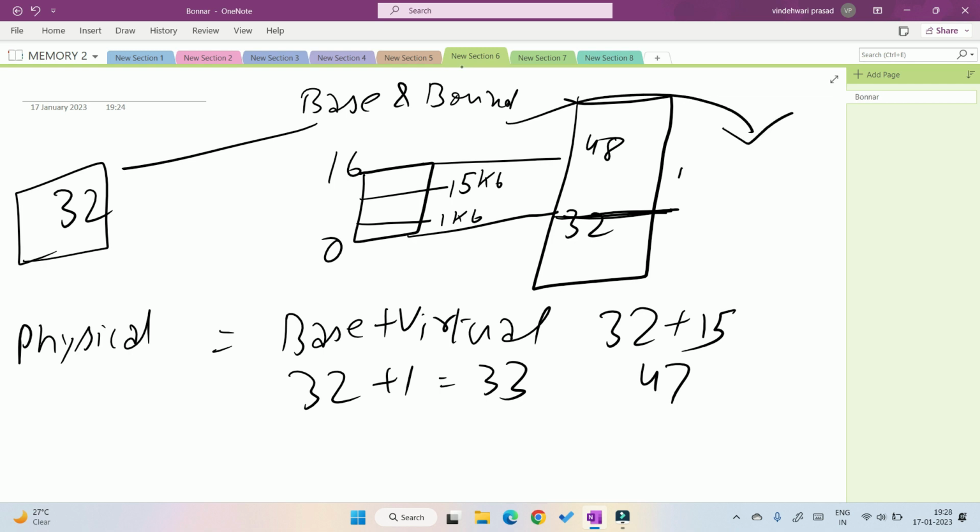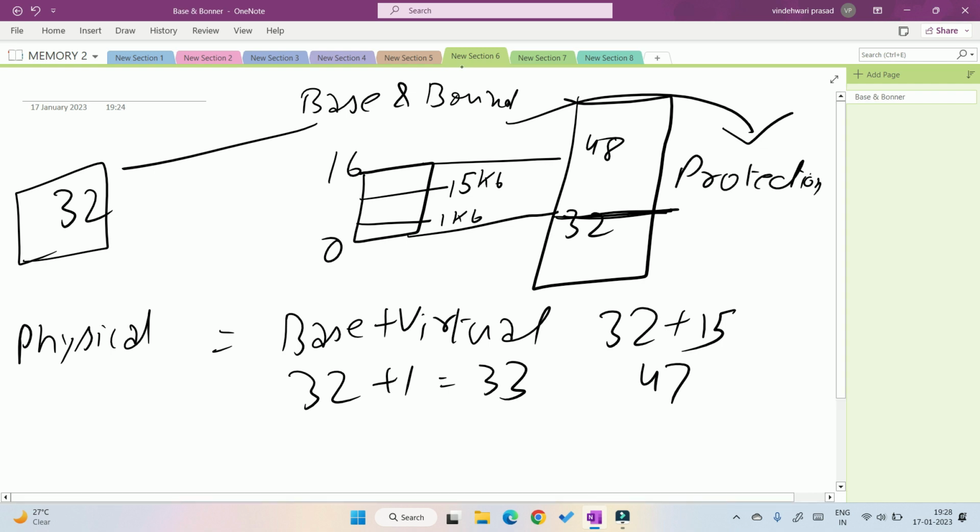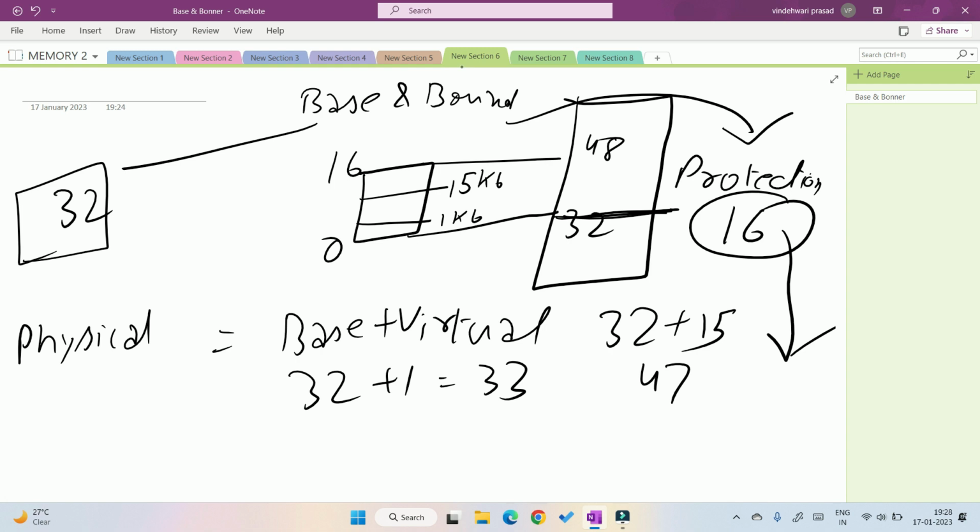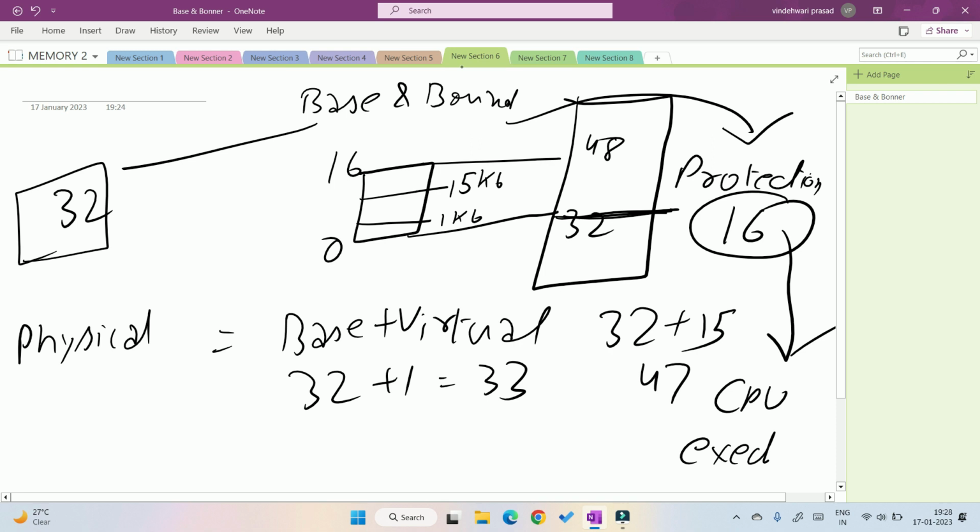Then what is the use of bound? Bound is basically used for protection. Bound tells you the maximum size of virtual memory. Here it is 16. So if any process wants physical memory beyond this bound, the CPU gives you an exception. So bound helps with protection and base helps with mapping. These are the two concepts.